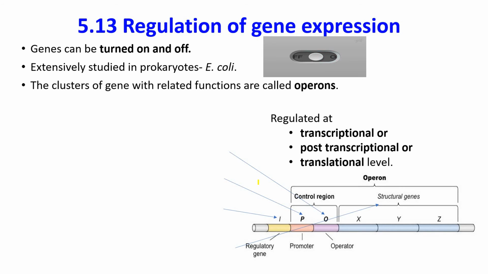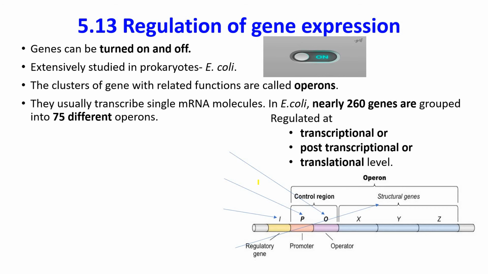That is a 2-mark question, my dear children. What do you mean by operon? The cluster of genes. Here, all these genes perform related functions. That's why we call it an operon. They usually transcribe a single mRNA molecule. In Escherichia coli, nearly 260 genes are grouped into 75 different operons.